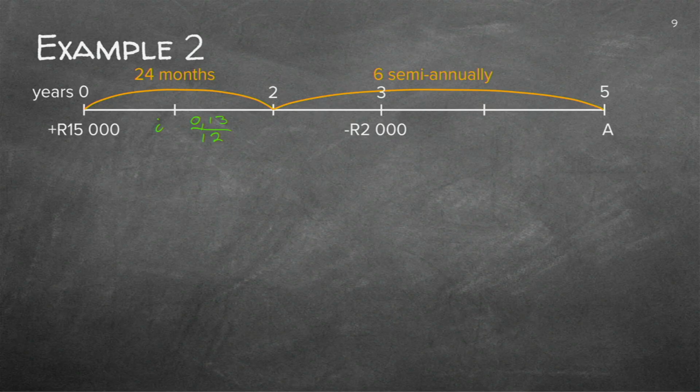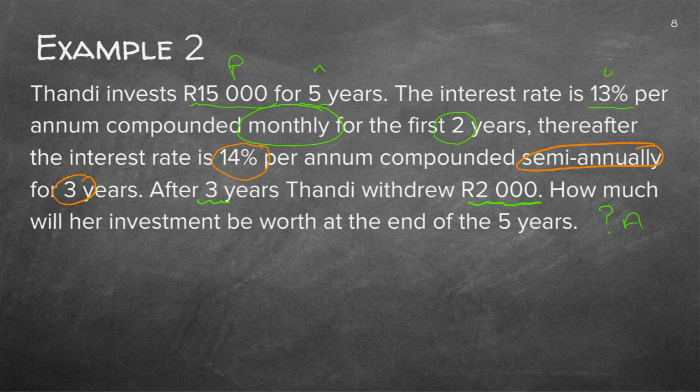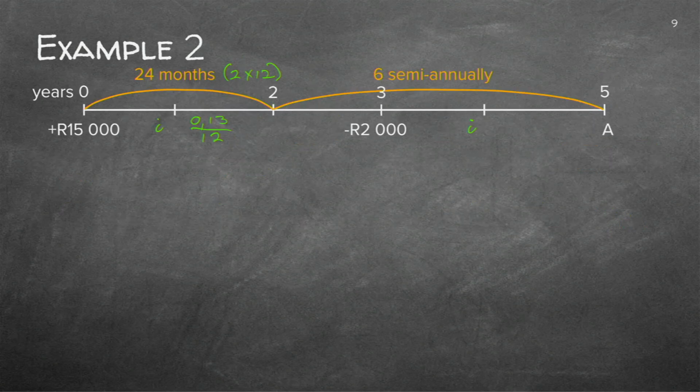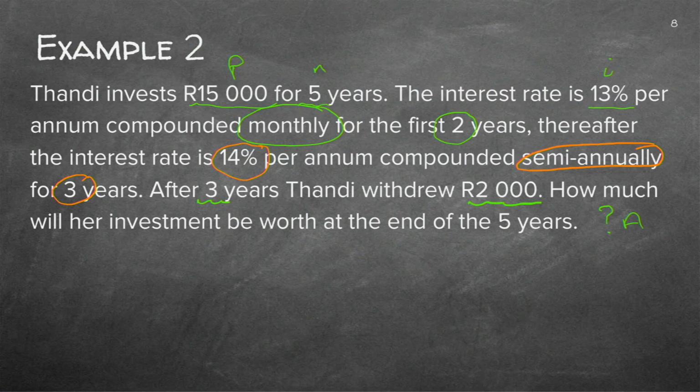And where did they get the 24 from? 2 times 12 gives me that 24. Good. Next one, for the next 3 years, my interest rate was, let's go back quickly, 14%. So it's 0.14, and that was calculated semi-annually, not quarterly. Let's just make sure.